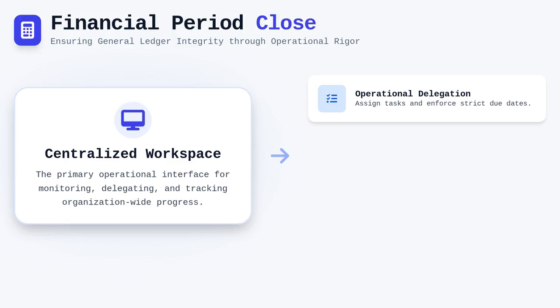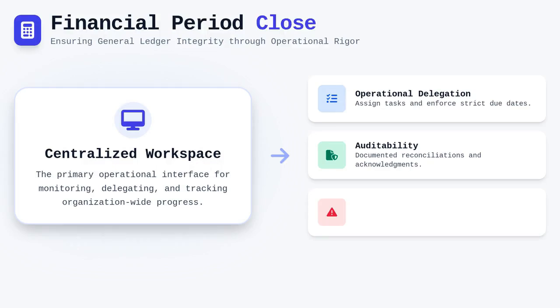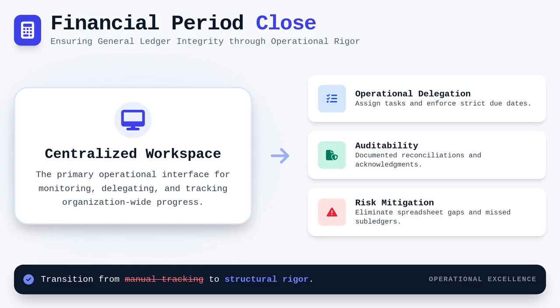By structuring your close process within the application, you create an audit trail that documents exactly when specific reconciliations were performed and who acknowledged their completion. This structural rigor prevents the common pitfalls of spreadsheet-based tracking, where communication gaps often lead to missteps or incomplete reconciliations in the subledgers.